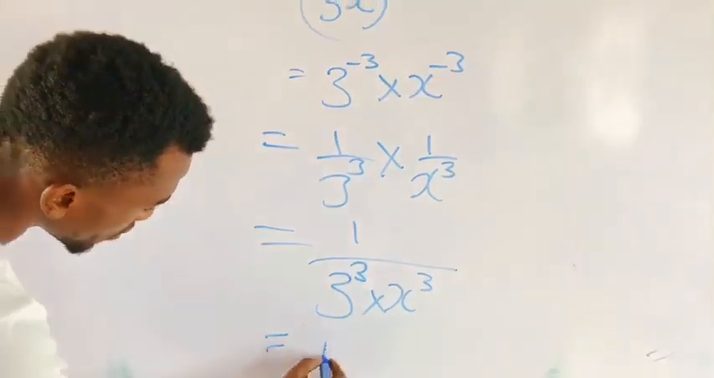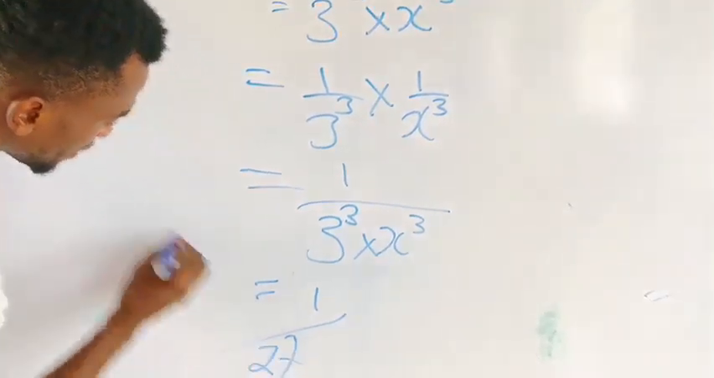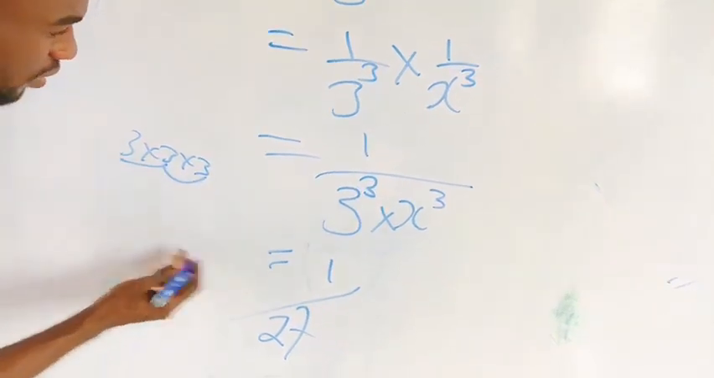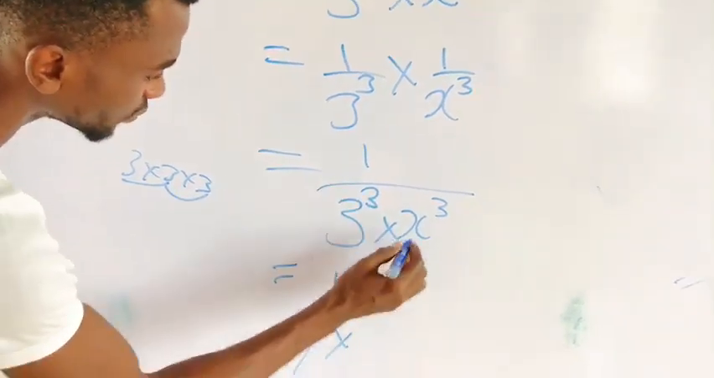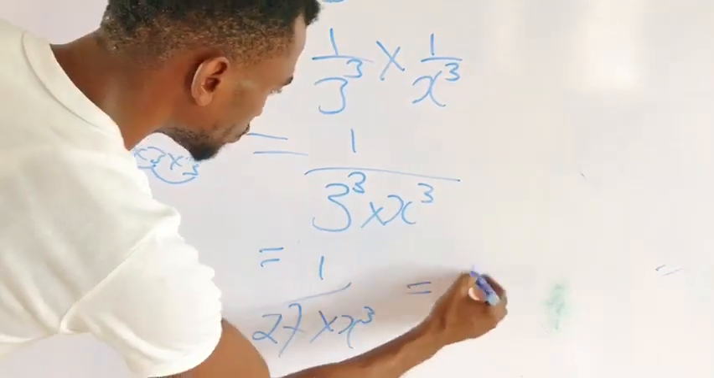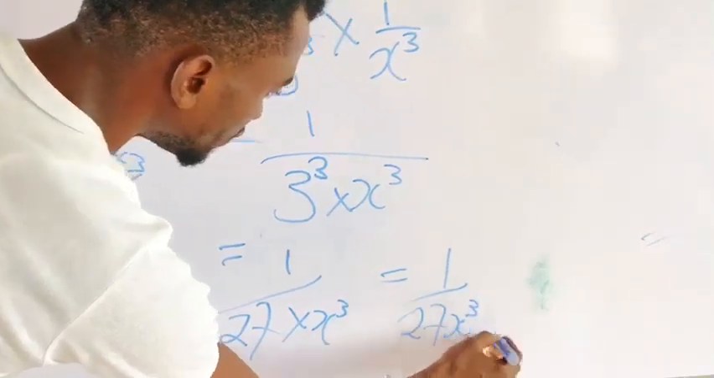This is equal to 1 over 3 raised to the power of 3, which is 27. That is 3 times 3 times 3. 3 times 3 is 9, times 3 is 27. So we have 27 times x raised to the power of 3. So this is equal to 1 over 27x raised to the power of 3.